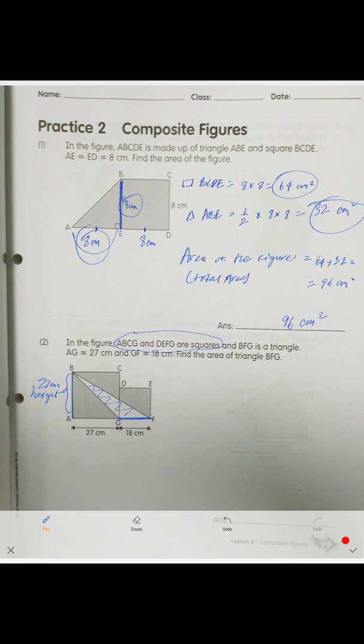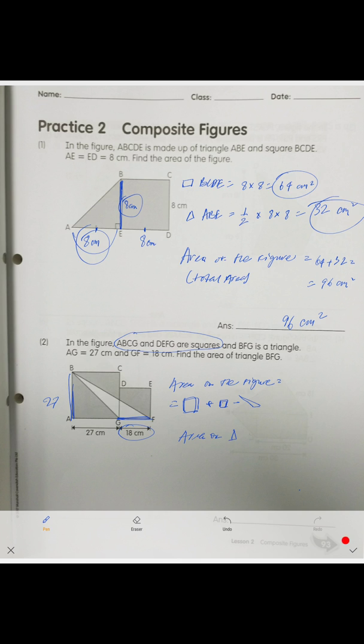So the area of the figure is basically area of big square plus area of small square minus the area of this triangle. Let's calculate the triangle first. As I said, here is the base. The base is 18. Here is the height. The height is the side of the big square, so it is 27. So the area of the triangle.